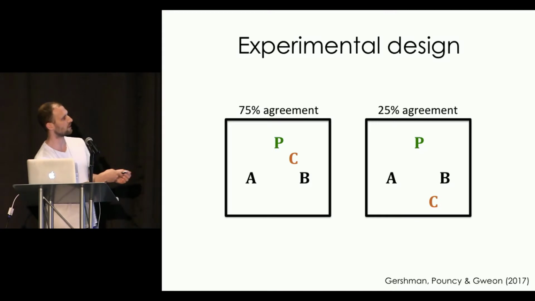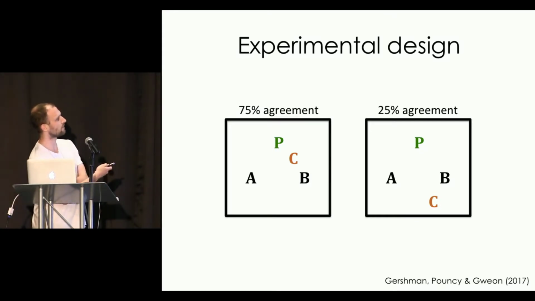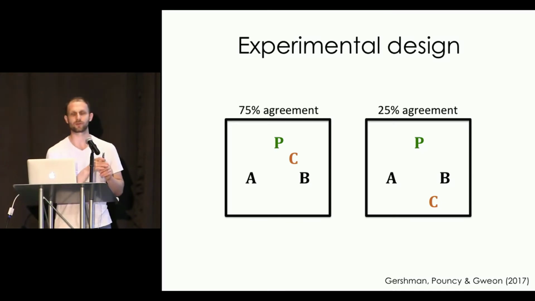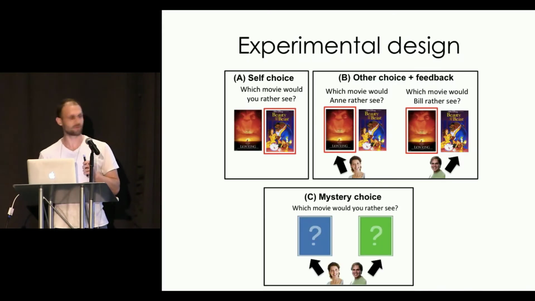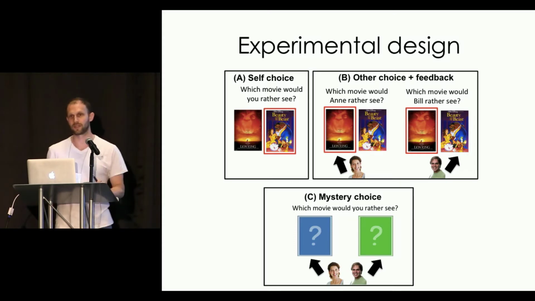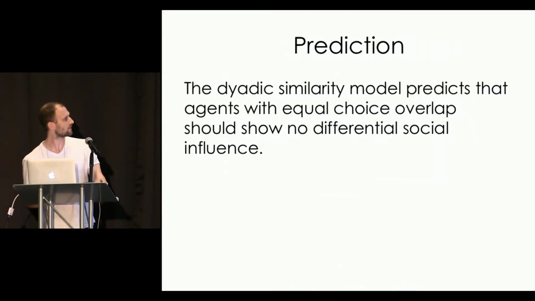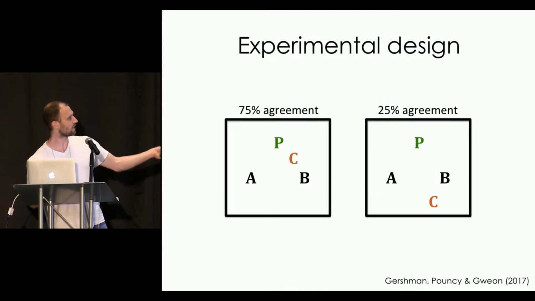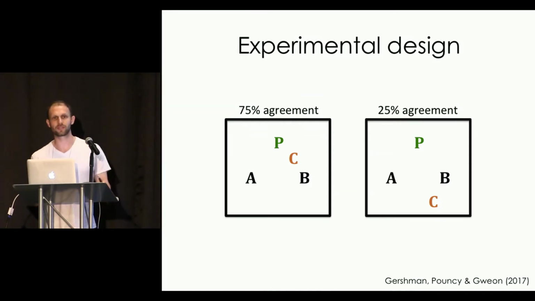What differs between these two conditions is the degree of agreement between a third individual, C, and the participant. The third individual shows up during those initial rounds that I showed you before, in phase B, but doesn't show up in the mystery choice. To the extent that this third individual, C, is changing the clustering of these individuals, that would be evidence for latent groups determining social influence rather than something like dyadic similarity.